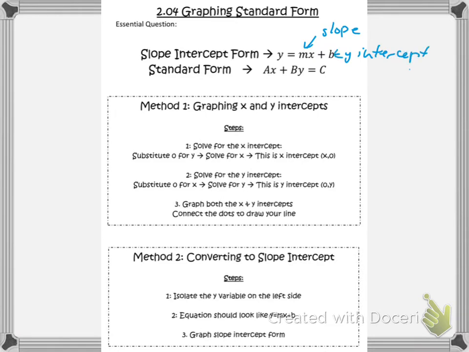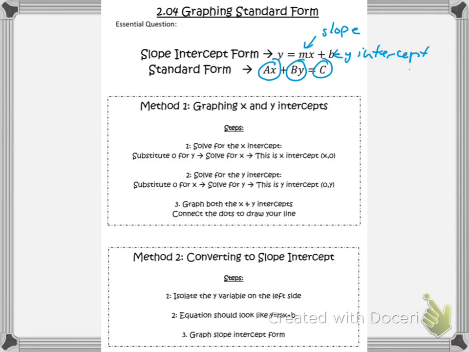And now we are introduced to standard form, which you may have seen before. We have ax plus by equals c, where a, b, and c are integers. That means they can just be any number. So we have a couple ways to graph standard form, because in 2.04 we learned how to graph slope-intercept.